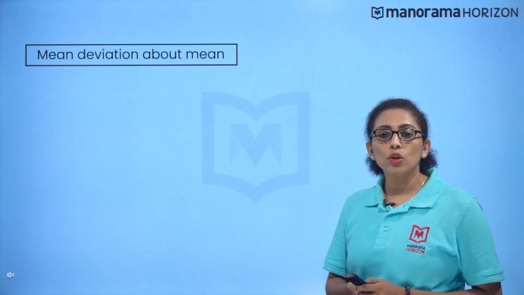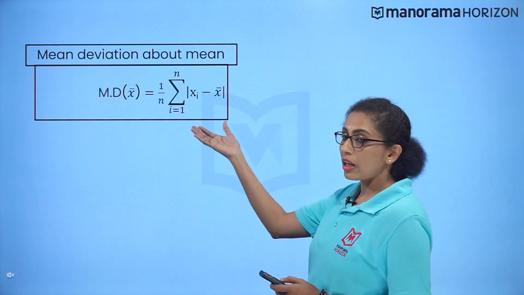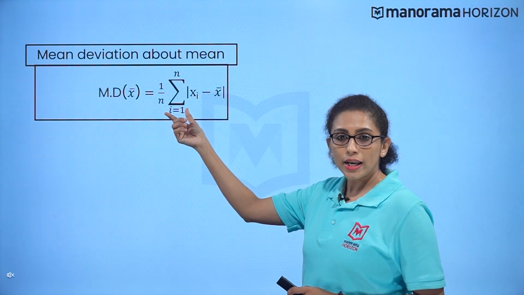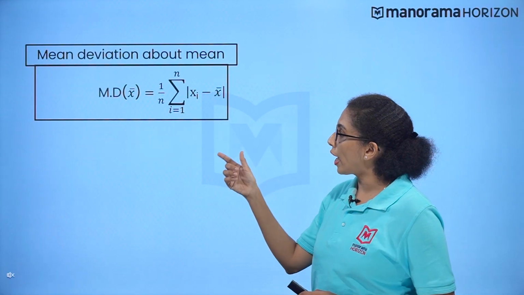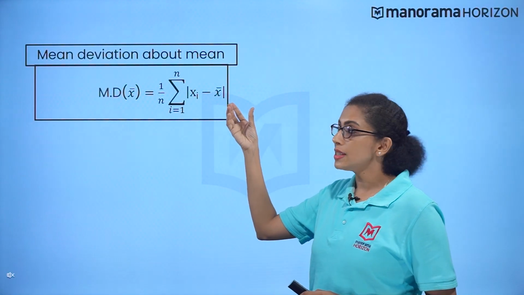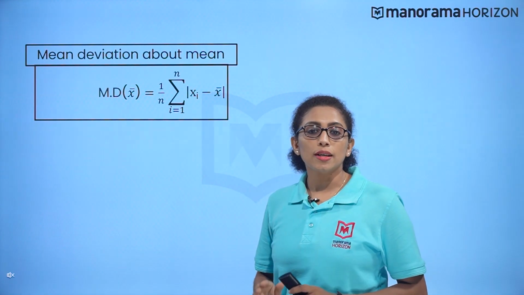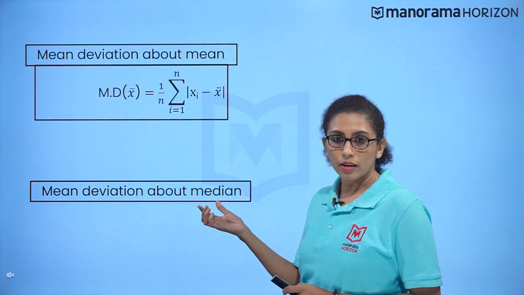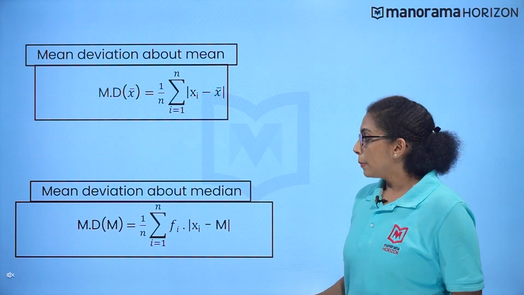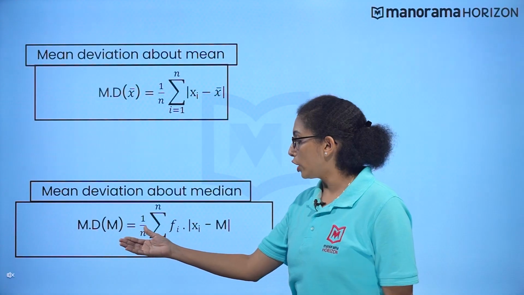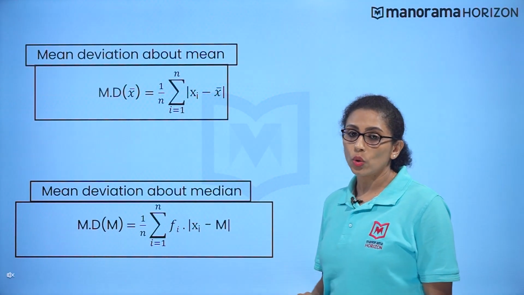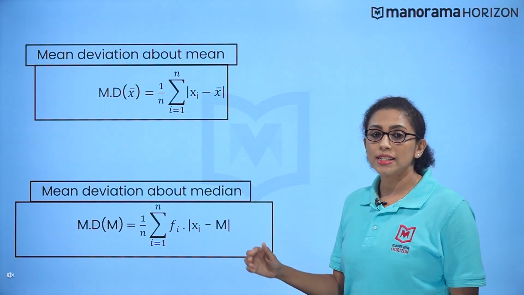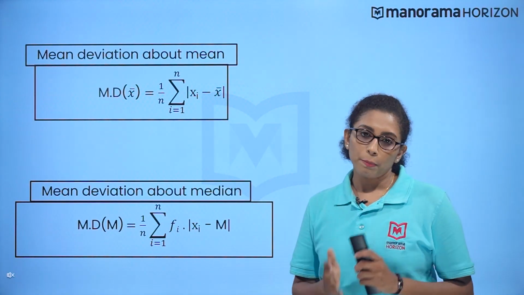If the central value is mean, then the mean deviation about mean is equal to 1 by n summation i equal to 1 to n modulus of xi minus x bar, where x bar is the mean. Now suppose we need to find the mean deviation about median, the equation will become mean deviation about median is equal to 1 by n summation i equal to 1 to n fi into modulus of xi minus M, where M represents the median.